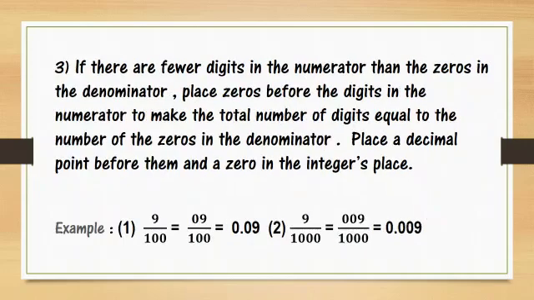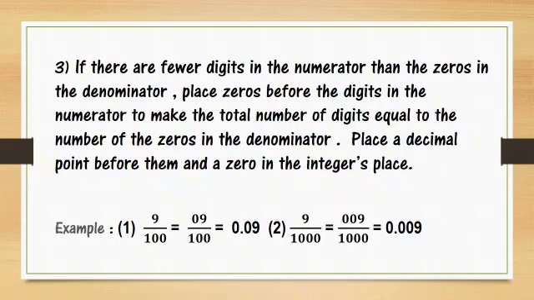Now, third one. If there are fewer digits in the numerator than the zeros in the denominator, place zeros before the digits in the numerator to make the total number of digits equal to the number of zeros in the denominator. Place a decimal point before them and a zero in the integers place.